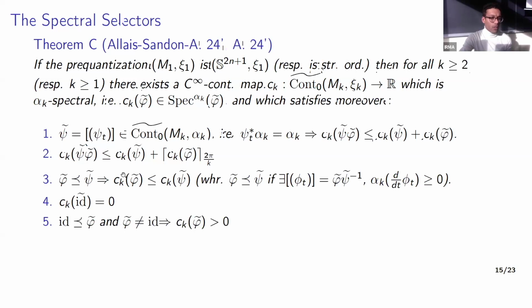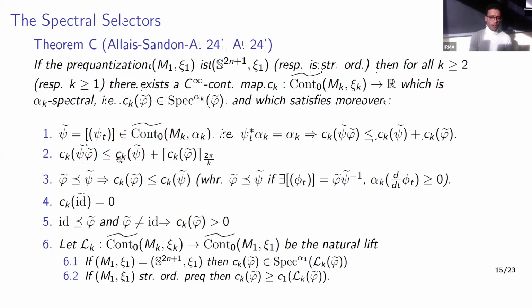Something a bit trivial here: C of the identity is equal to 0. And then some non-degeneracy property: if phi is greater than the identity and phi is not equal to the identity, then C of phi is strictly positive. And finally, something a bit technical, but roughly speaking, if you start with a contact isotopy in M_k, then you can lift it to a contact isotopy in the first prequantization M_1. And we are able to make links between the spectral selector of the contact isotopy downstairs and that of the lift of this contact isotopy. Okay, so this is, in some sense, what these six technical points say: there is a link between the contact isotopy downstairs and its lift.